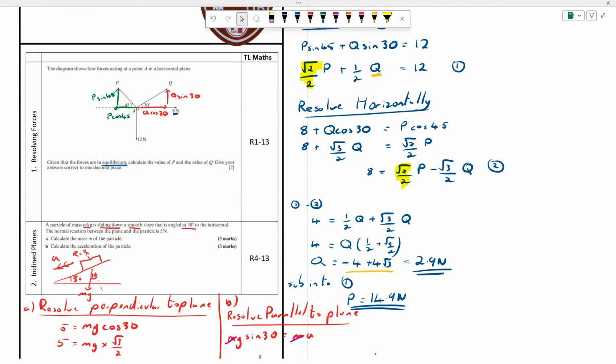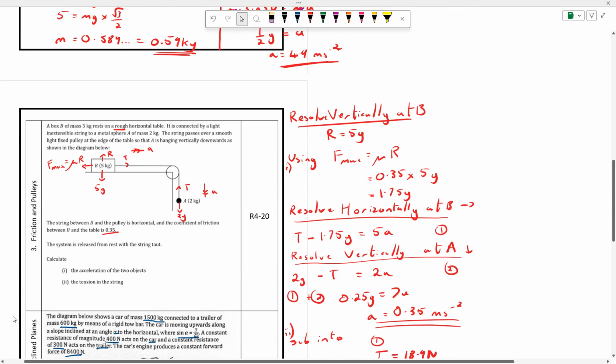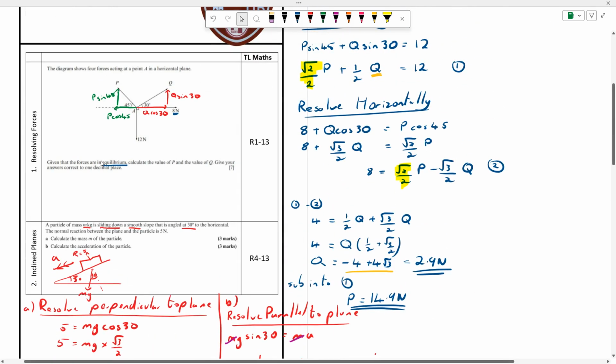Apart from that, really, really well done. There are some really, really difficult questions in this. Go back through if you need to copy any of the answers down.